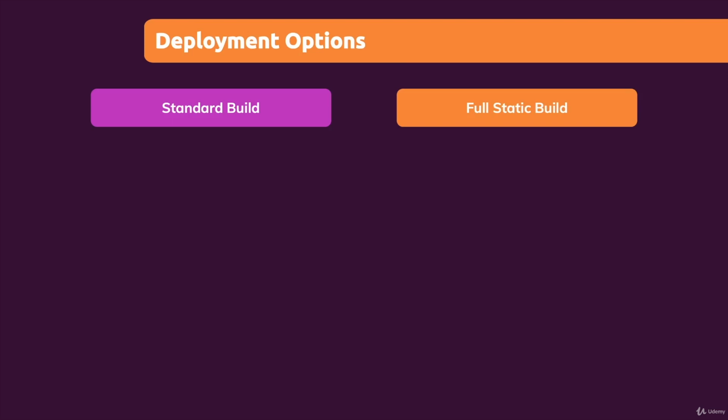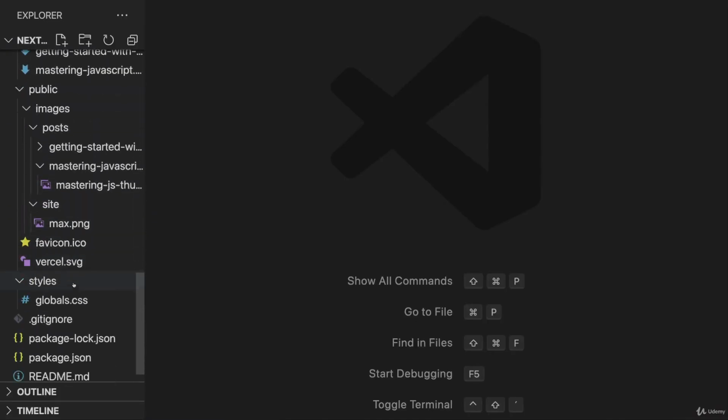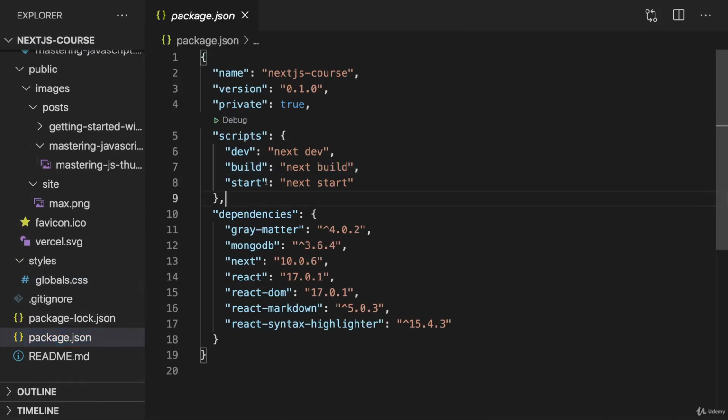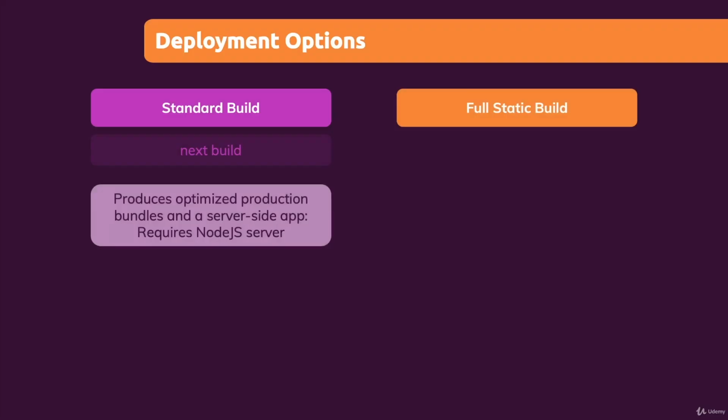Now let me explain what these two options mean. You do a standard build by running the next build command, or in your project where you have a package.json file, this build script which runs next build under the hood. We saw that command in action earlier in the course already when we talked about static page generation and so on. When running this command, NextJS produces an optimized production build, optimized production bundles for your application, and very important, it spits out a server-side application.